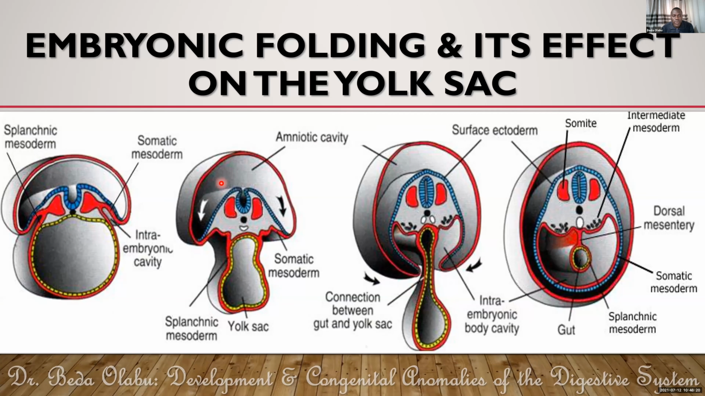And importantly, I want you to note that as the embryo folds, the dorsal part of the yolk sac becomes incorporated into the developing embryo. That's the message. And as the dorsal part becomes incorporated into the embryo, that dorsal part of the yolk sac will then become the primordial gut, the primary alimentary canal. And this primary alimentary canal is lined by two tissue layers. The inner layer is the endoderm layer, followed by the splanchnic mesoderm immediately outside it.